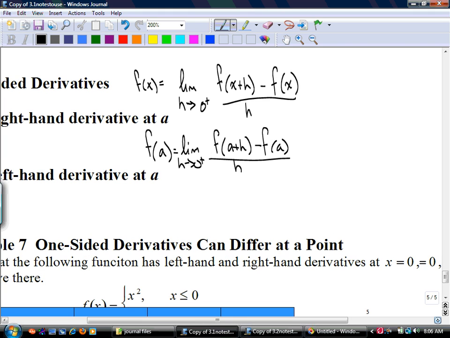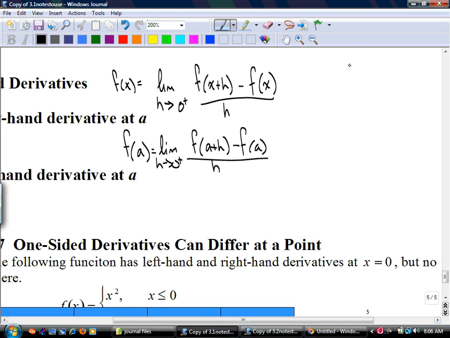So graphically, what I'm saying is this. I've got some funky function that stops at a, and I want to know the slope right there at a. Would you agree that I can't talk about the slope on the left-hand side of a? So that's why we have to call it a right-hand derivative, because I can only approach it from the right. Because there's no left.